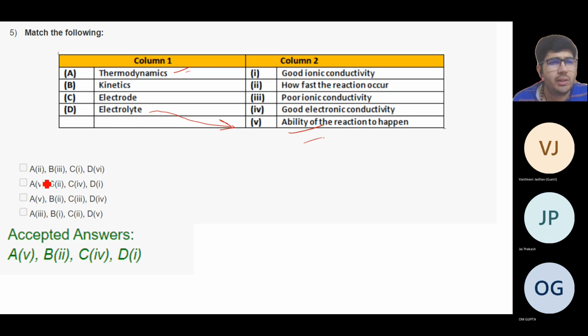Option C, D, and A are wrong. Correct option is option A5, B2, C4, and D1.